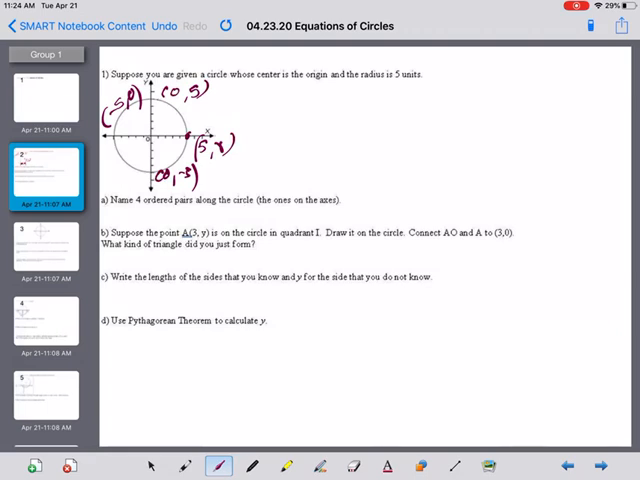Suppose the point (3, y) is on the circle in quadrant 1. Draw it on the circle. Connect A to O and A to (3, 0). What kind of triangle did you just form? This is kind of like those circle problems that you were working on this week. So it's a right triangle.